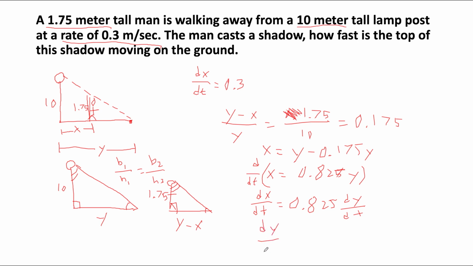We get the simple expression dy dt equals 0.3 over 0.825, which is 0.364. And in terms of units, we're looking at y over t, which is meters per second. So 0.364 meters per second. And that wraps up this problem. Let's go on to the next one.